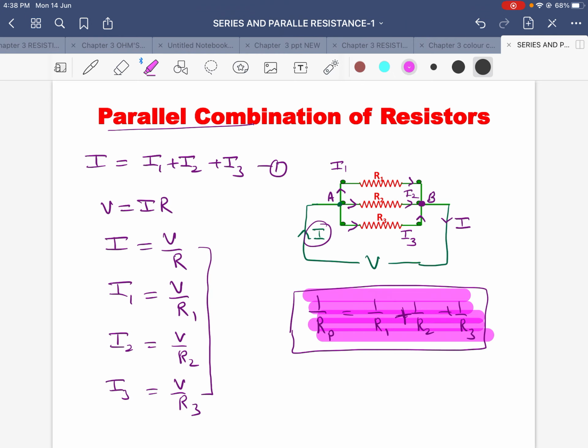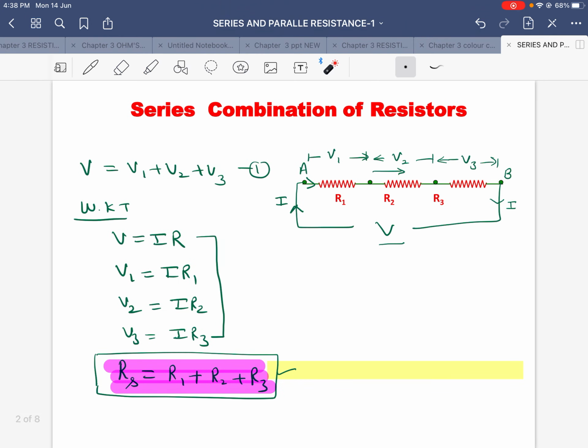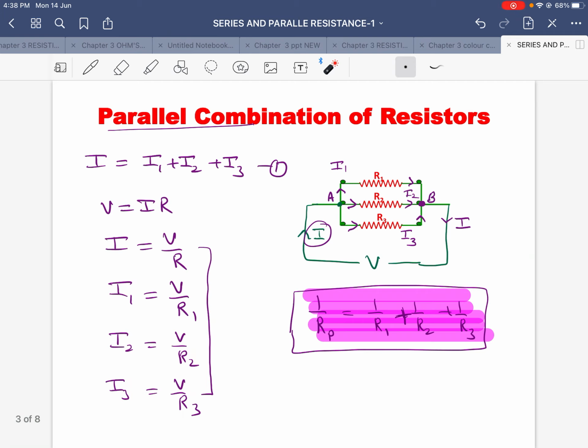From here it is clear that in series combination, total resistance is the sum of the individual resistances. So the resultant resistance will be greater than the individual resistances. But in parallel combination, we find it by taking the reciprocal of individual resistances. So the resultant resistance will be less than the individual resistances in parallel combination. In this way, we can say if resistances are connected in series, then resistance will increase. If resistances are connected in parallel, then resistance will decrease.